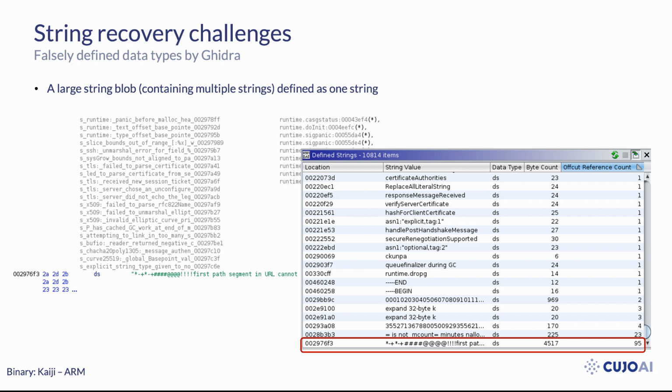When you look at the defined strings window, there is a possibility to see, first of all, how long those strings are and how many offcut references there are, meaning how many references to the middle of the string. So if you see something like this, when there are many references to different parts of the string, then you can assume that it was a falsely defined data type, and manually it's possible to undefine. So it's also not something very difficult to do.